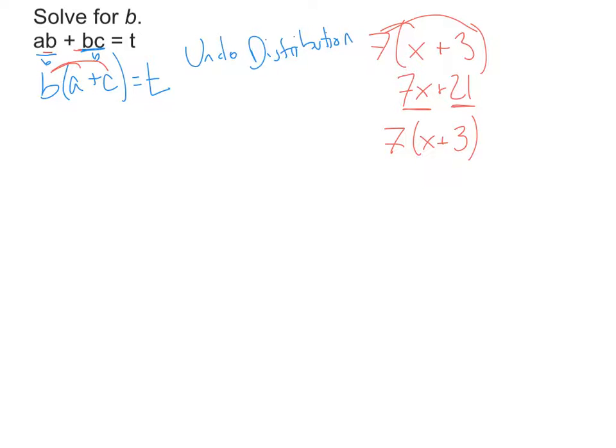Well, b is currently multiplying to some number, which is whatever a plus c is. So we want to undo that multiplication, and we will divide by a plus c, so that they cancel. And we'll divide this side by a plus c. And again, there's nothing in common with the t, the a, and the c that we can take out of all of them. So we will get b equals t divided by a plus c. And we're done.